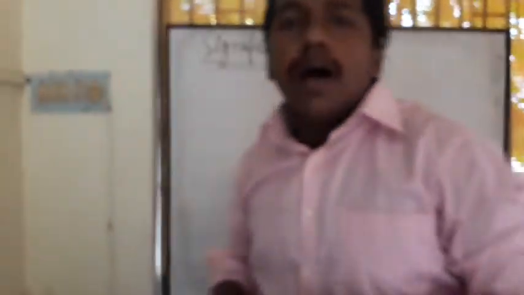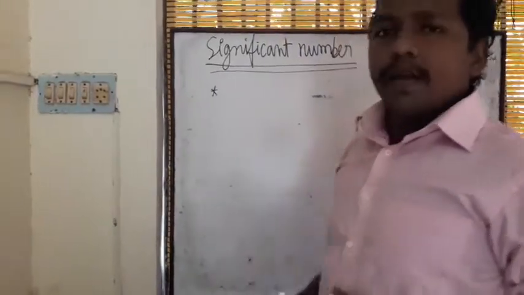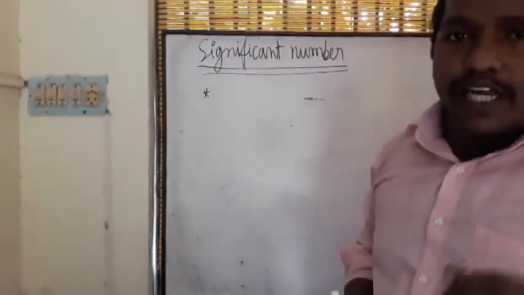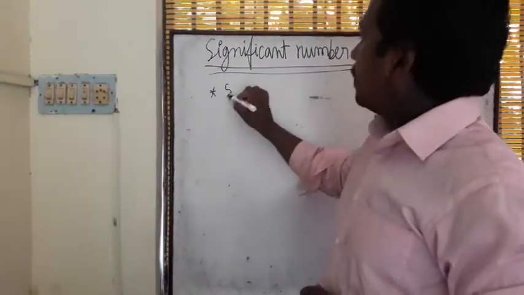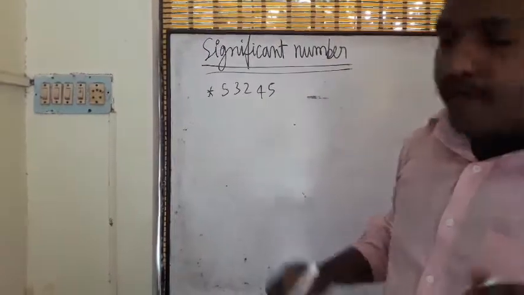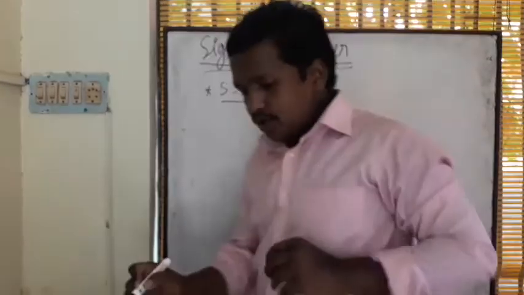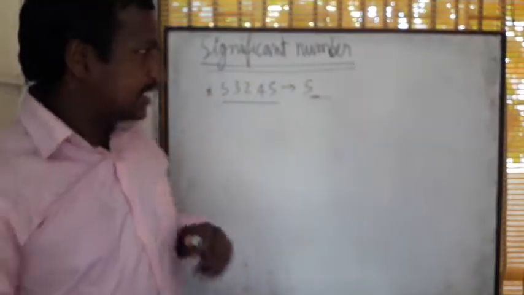Okay, so significant numbers. The first point: all non-zeros we can call significant numbers. 5, 3, 2, 4, 5. So there are 5 significant numbers in this number. All non-zeros are significant numbers.